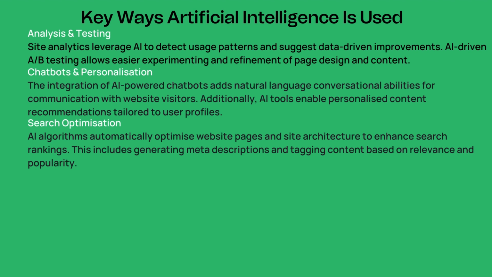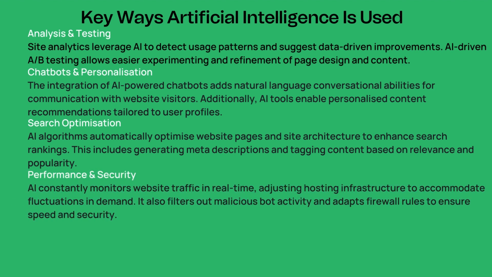Next up is performance and security. So AI monitors traffic in real time to scale hosting infrastructure when demand fluctuates. It also filters malicious bot activity and adapts firewall rules, which is great, as this maintains speed and security. So you can see that there are several different key ways artificial intelligence is used with these website builders.